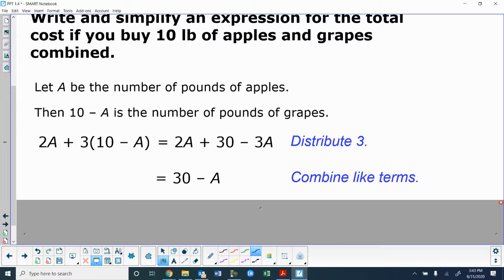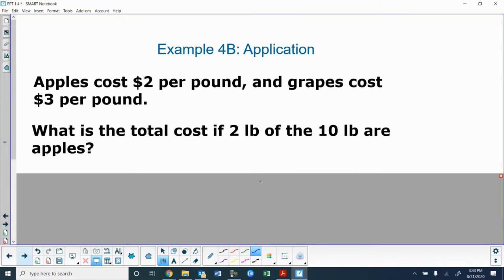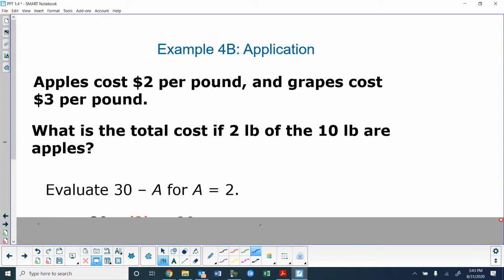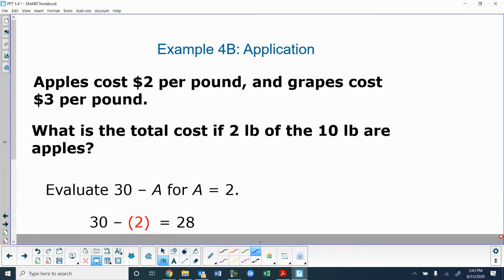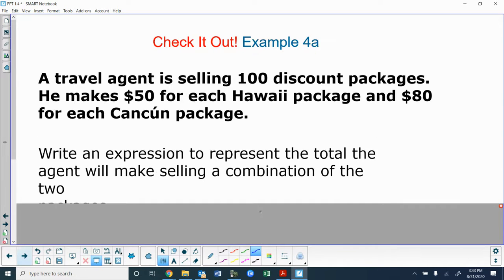So if you had 4 pounds of apples, 30 minus 4 would be 26. That would be $26 is how much you'd have to pay. And then they just did that for you. I went ahead of myself there. So $28, and if you had 2 pounds of apples.